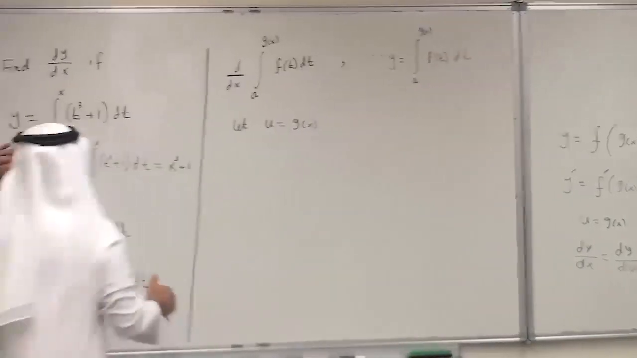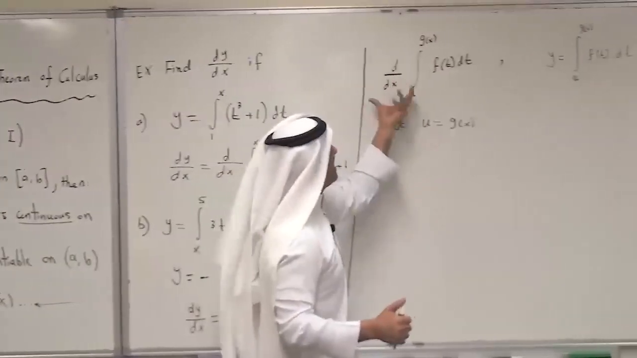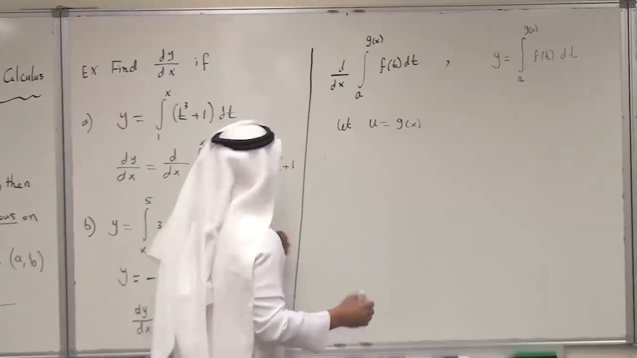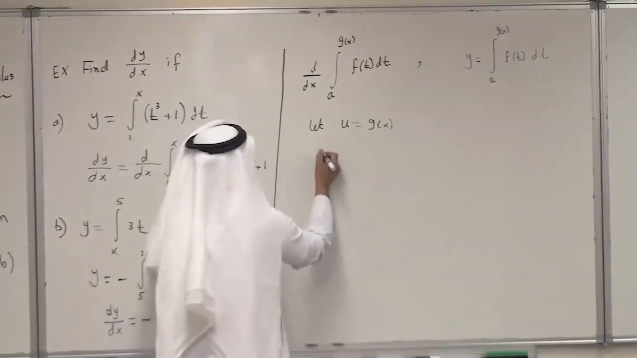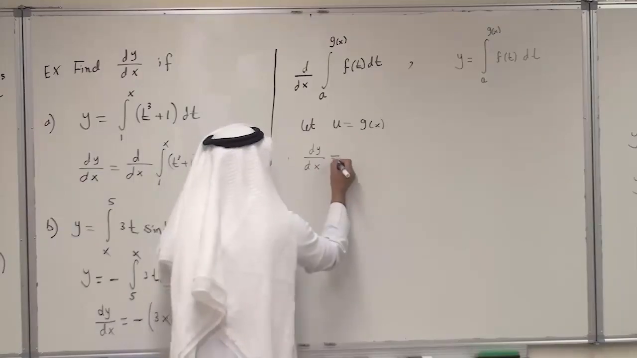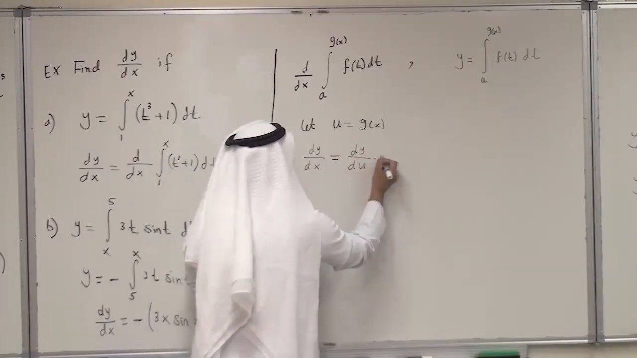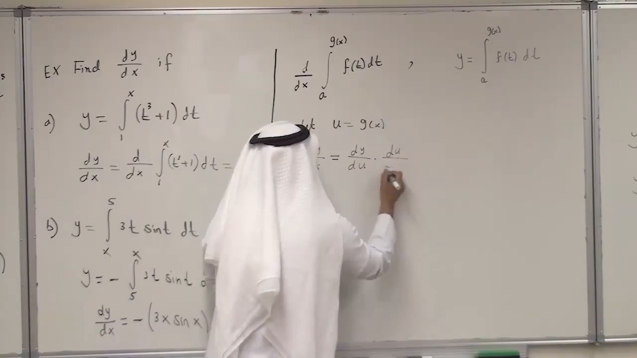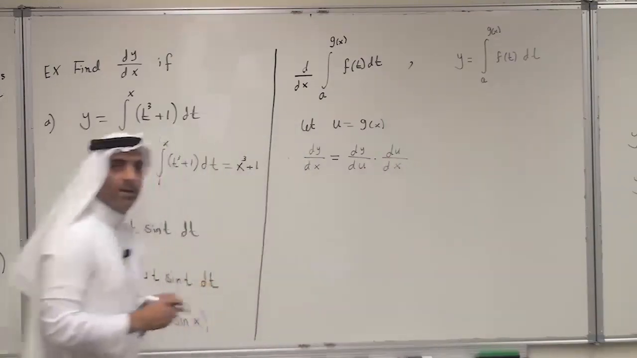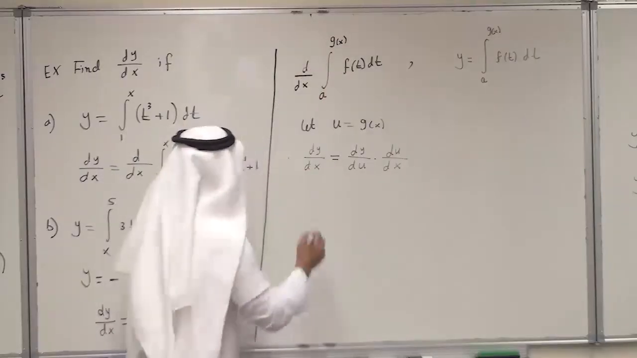Okay, fine. What we are trying to do is find dy by dx. That's the question here. So what is dy by dx? It is actually dy by du times du by dx, right? What we did here, we are replacing g of x by u. So what do we get here?